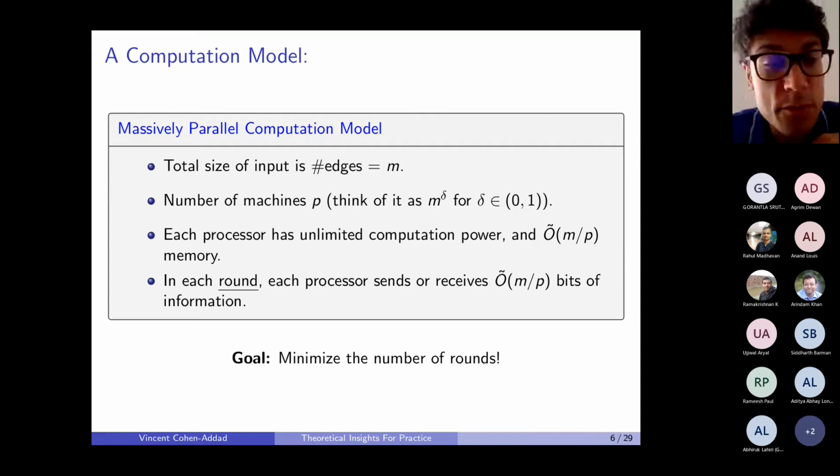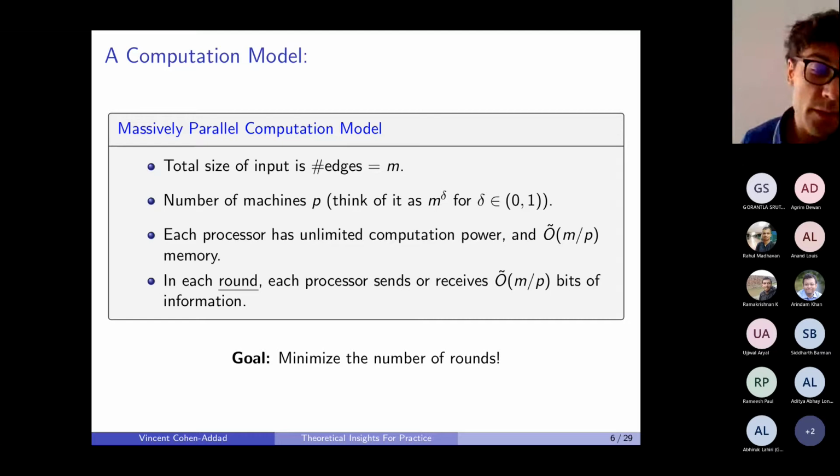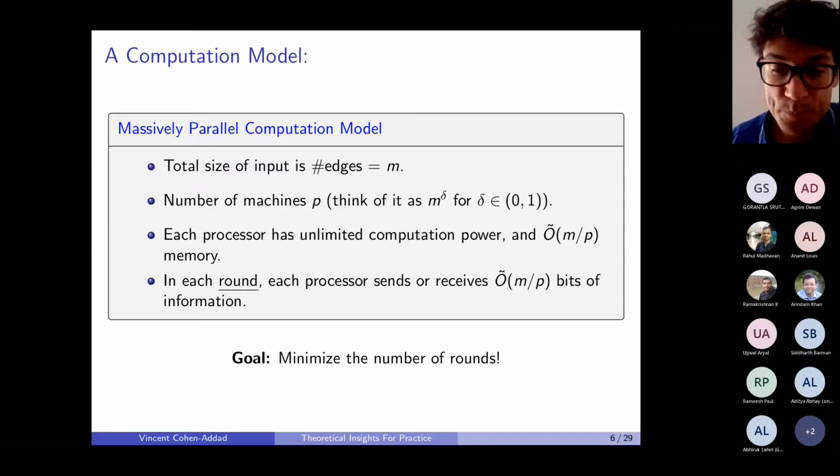It's exactly evenly split. And in each round of computation and communication, each processor can do arbitrary computation, and send or receive M over P bits of information. Essentially it can flush out its memory and receive a new thing. And the goal in this model is to minimize the number of rounds of communication and computation. Okay, so let me discuss now the objective.